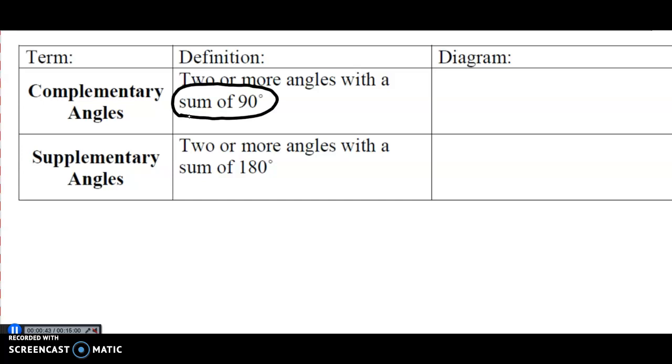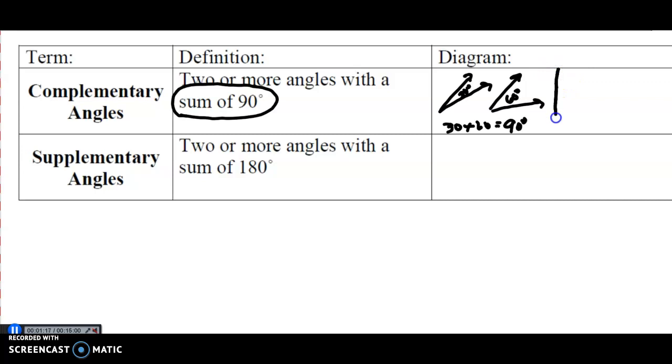The first way it could look is it could look like you have two separate angles. And this one could measure, let's say, 60 degrees. And this one here measures 30 degrees. Now please know that's not accurate. And if you add those two together, 30 plus 60, you get 90 degrees. So that would be considered complementary.